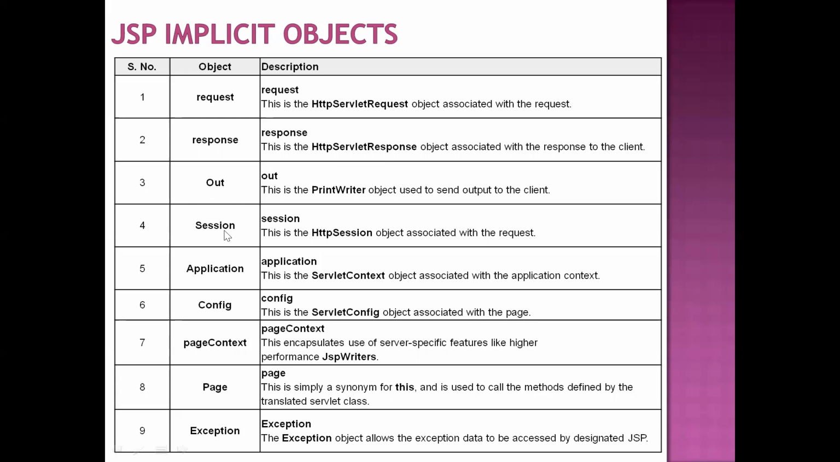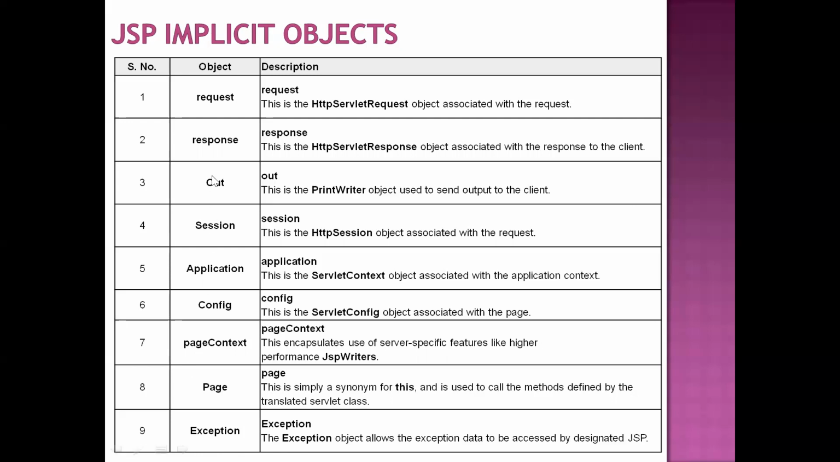The session object belongs to the HttpSession class. The application object belongs to the ServletContext interface. The config object belongs to the ServletConfig interface. The pageContext object belongs to the PageContext class, and this is just similar to JspWriter. The page object belongs to the Object class itself. Here, this page object is similar to the this object in the Java language. The exception object belongs to the Throwable class. This exception object allows us to store the exception information.